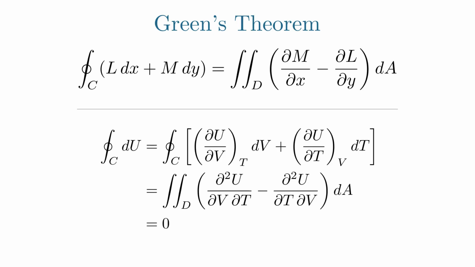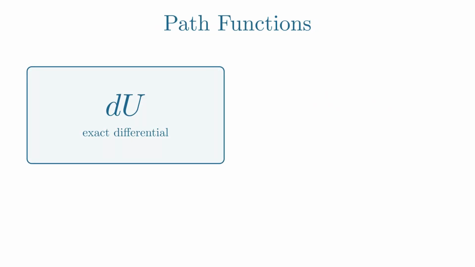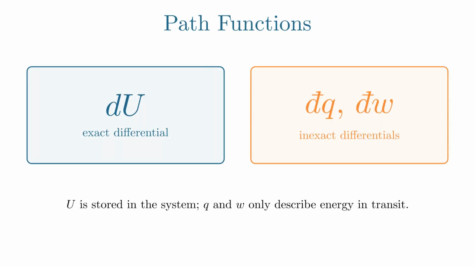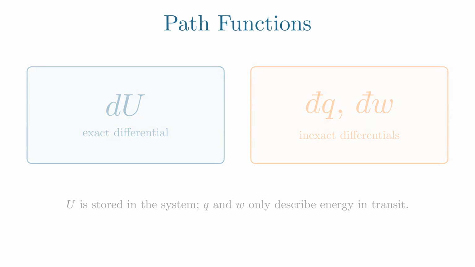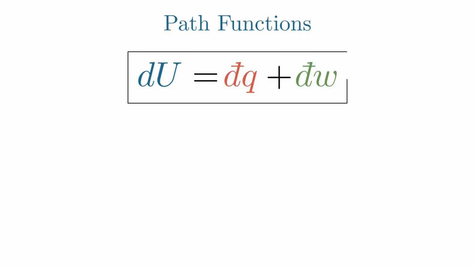Heat and work are not state functions. Their values depend on the path taken between two states. They are therefore called path functions, and their inexact differentials are denoted by d-bar q and d-bar w. The differential form of the first law is dU equals d-bar q plus d-bar w. This is the most useful form of the first law.